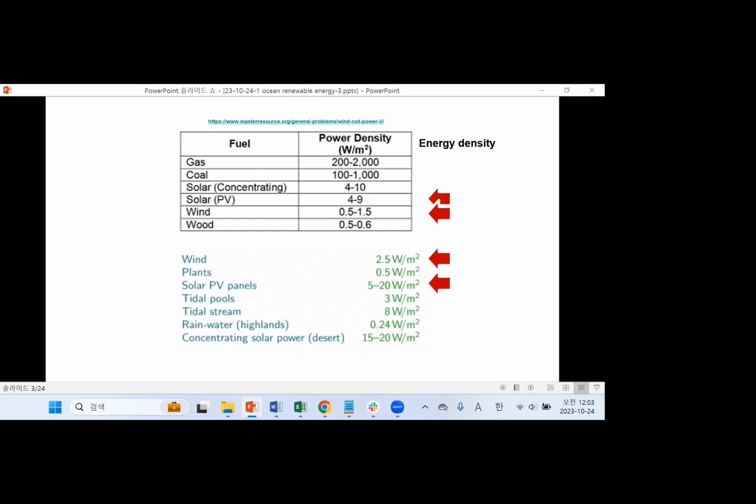And here is a chart coming from different sources of power density, or another word is energy density. So for the renewable energy, solar and wind are competing with each other. We see that solar has more density. As you see below, there is also a list of solar and wind, and also tidal stream and solar power concentration. So there are different bases of energy density.